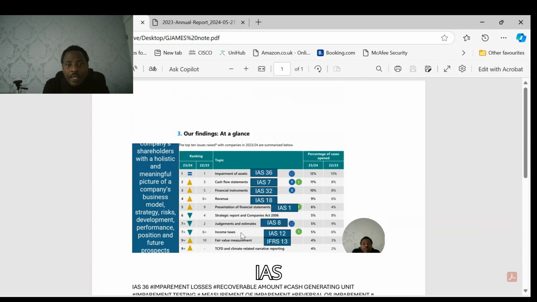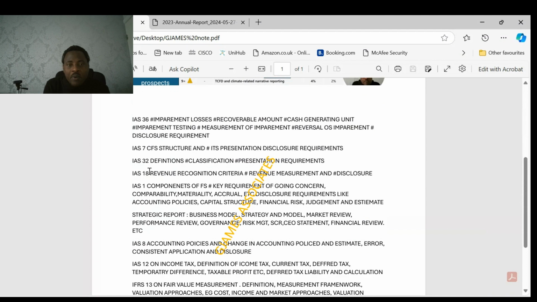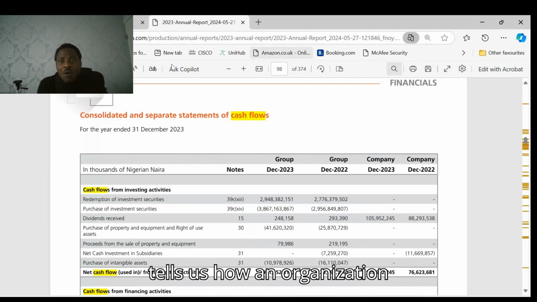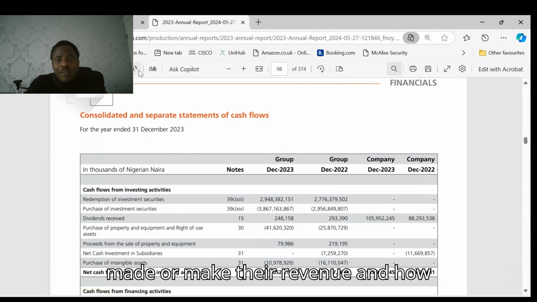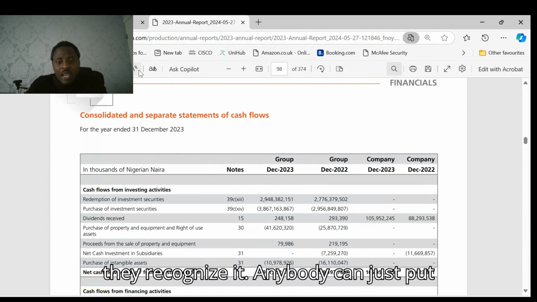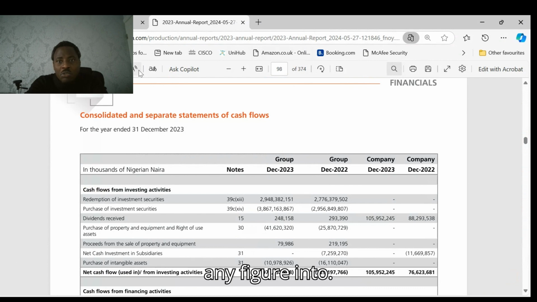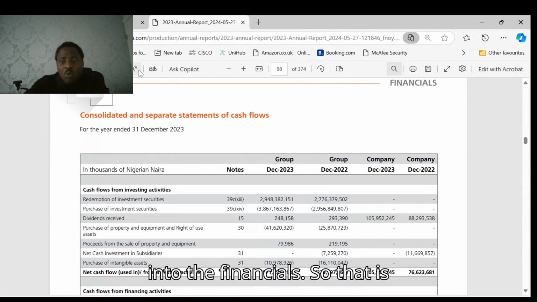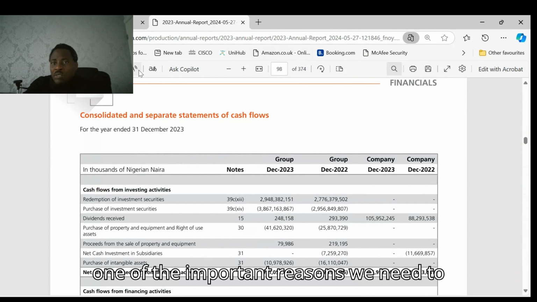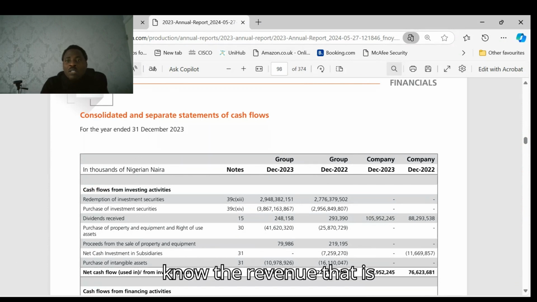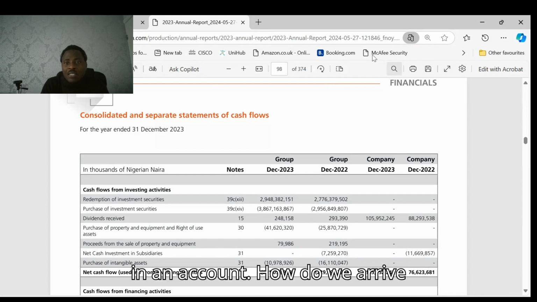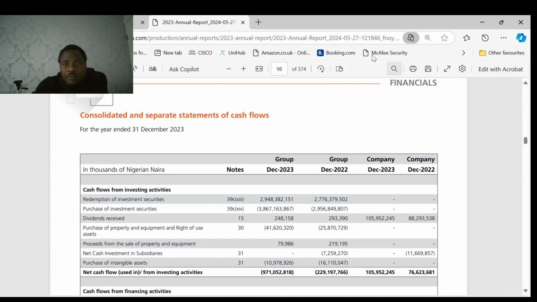Now, IAS 18, which is about revenue. Let's quickly demonstrate revenue recognition. This tells us how an organization makes its revenue and how they recognize it. Anybody can just put any figure into the financials. So that is one of the important reasons we need to know the revenue that is in an account. How do we arrive at it?